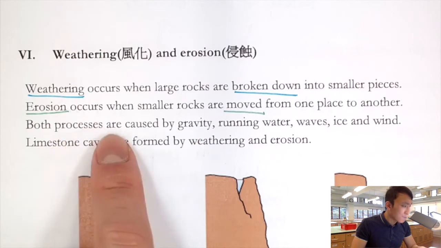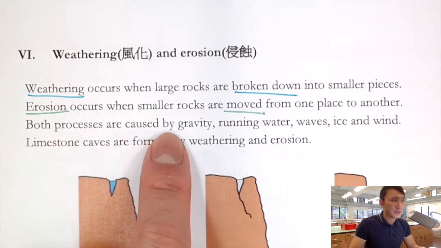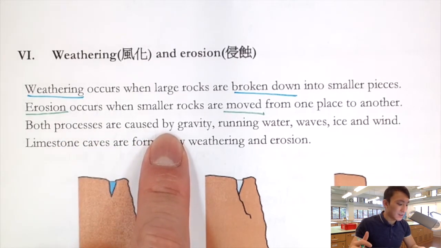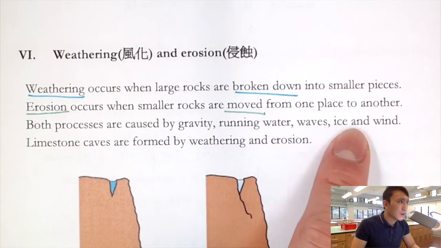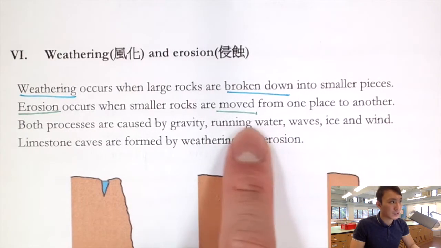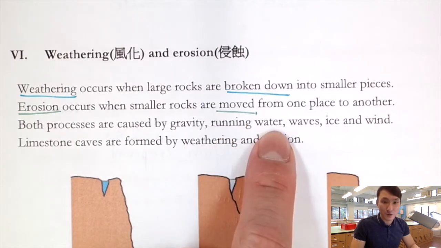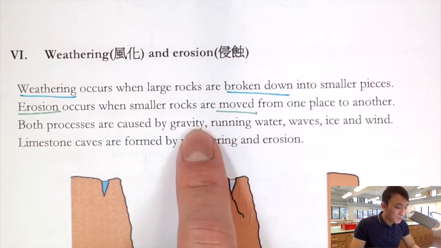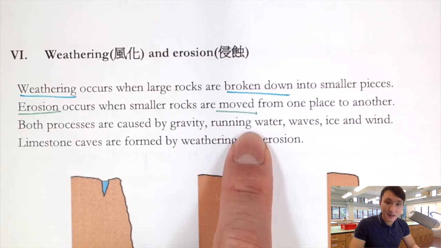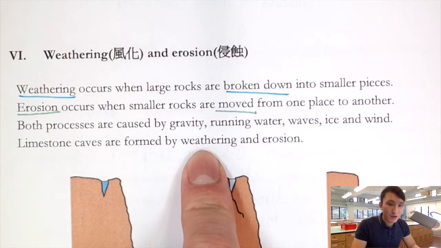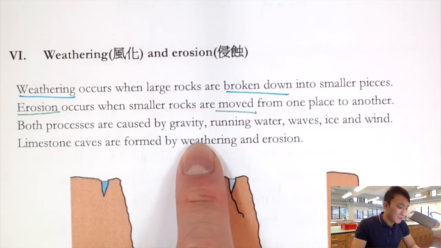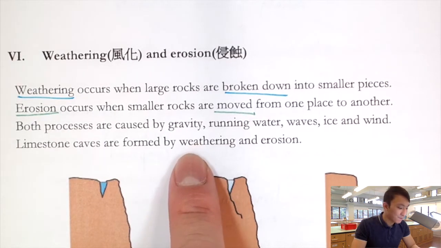Okay, now both processes can be sped up or escalated by gravity, running water, waves, ice, wind, a lot of different factors. Now these are all the physical factors or the mechanical factors. That means they are not involving any living things. But you know from the video, animals and plants may also speed up the weathering and erosion, okay?